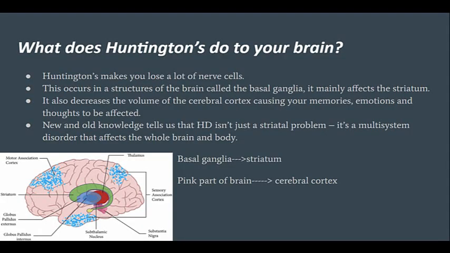Huntington's makes you lose a lot of nerve cells, which occurs in the structure of the brain called the basal ganglia. It mainly affects the striatum. It also decreases the volume of the cerebral cortex, causing your memories, emotion, and thought to be affected. New and old knowledge tells us that HD isn't just a striatal problem, it's a multi-system disorder that affects the whole brain and body. On to the next slide.